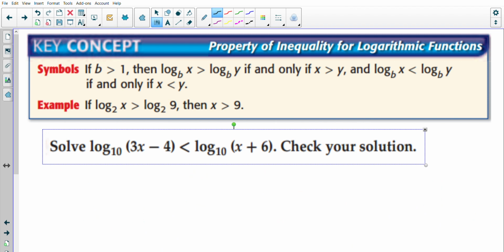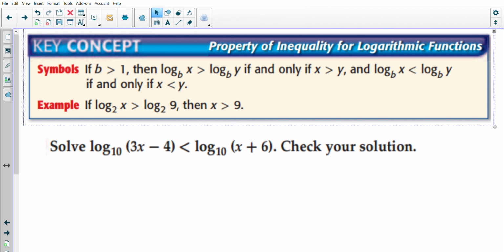Okay, next one. Last one. If b is greater than 1, then log base b of x is greater than log base b of y if and only if x is greater than y. And log base b of x is less than log base b of y if and only if x is less than y. So it's the same thing as with an equal sign. If the log bases are the same, then the insides are set equal to each other, or in this case, inequality to each other.